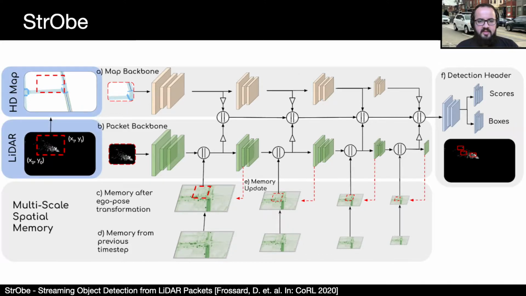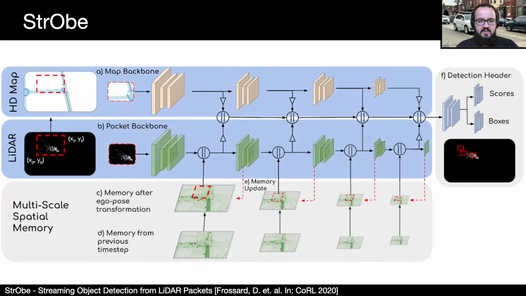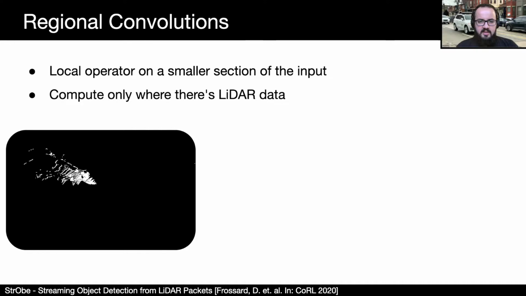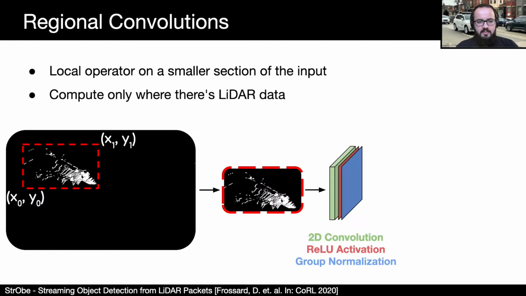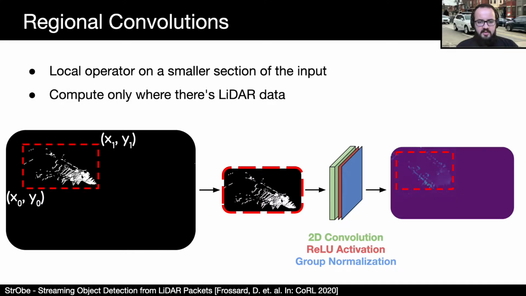The network takes as input a LiDAR packet and an HD map, both of which are rasterized into BEV pseudo-images. We extract features from the LiDAR and map using our novel regional convolutions. This operator allows us to reduce latency by only doing computations where we actually have LiDAR data. Given a LiDAR raster, we first determine the minimal rectangle that encompasses all the points, crop this region from the original input, compute 2D convolution, ReLU activation, and group normalization, and scatter the result back into the original aspect ratio.